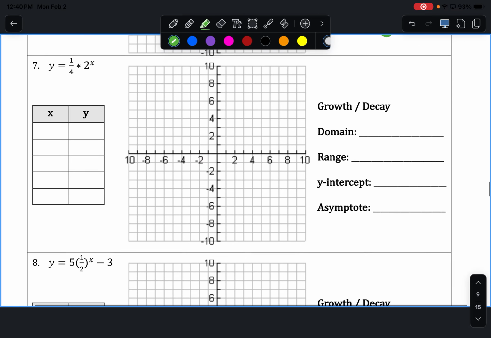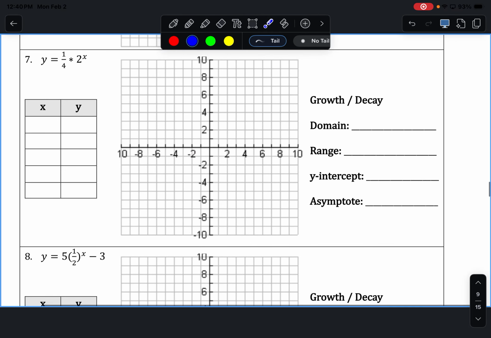Now for number 7, okay, number 7 has an A and a B. What is our B? 2. Is that going to be growth or decay? Growth. Okay, now is anything being added to the end of this? So where is the asymptote? 0.